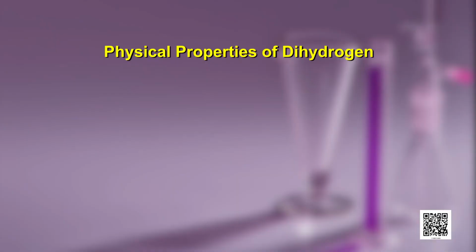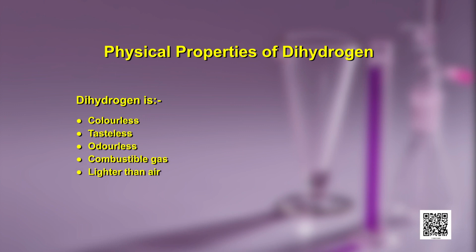In continuation to that, in this episode, we will explain the physical and chemical properties of dihydrogen, uses of dihydrogen and various types of hydrides. So, let us have a quick look at the physical properties of dihydrogen. Dihydrogen is a colorless, tasteless, odorless combustible gas which is lighter than air and is insoluble in water.